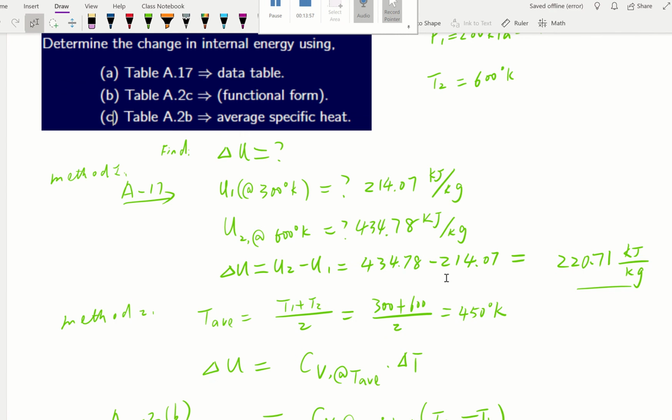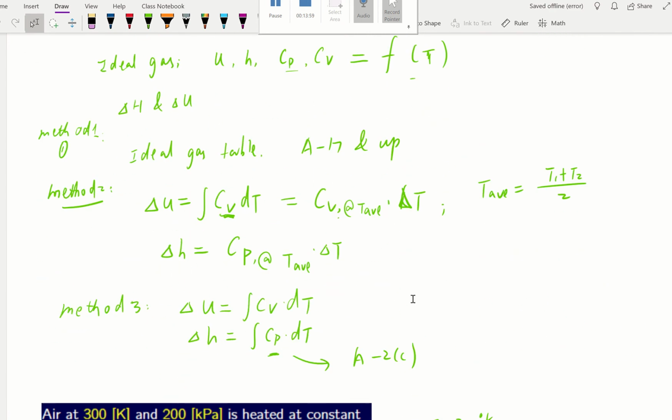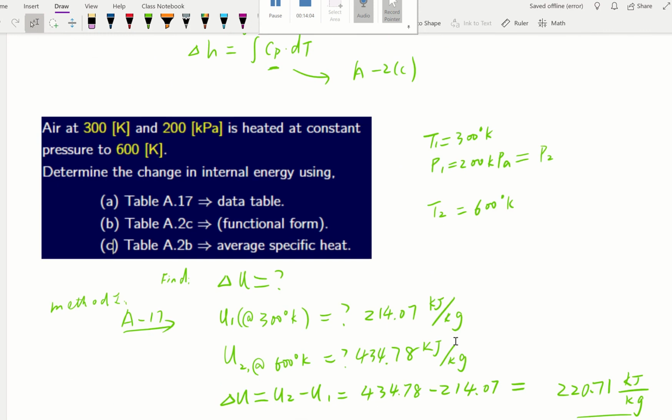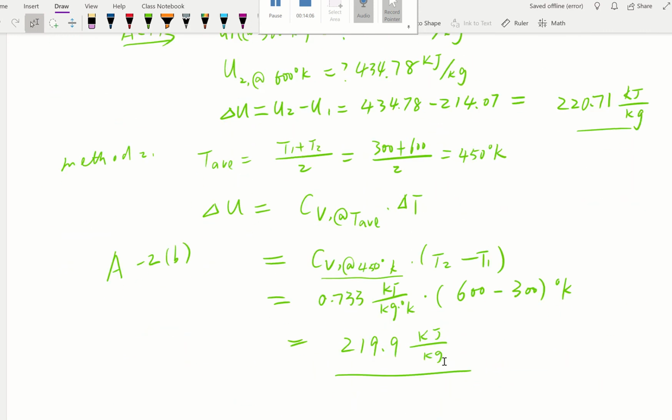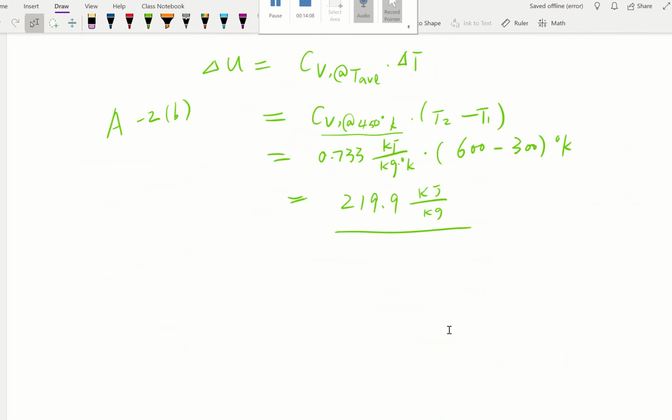All right, so method number 3, we talk about later, is going to be using table A2C. Bring that value in there to integrate. I'm actually not going to use that one because it's very tedious. Now I'm going to look at another method, which I'll call method number 4. It's very similar to method number 2. Delta U is equal to CV times delta T, but instead of using average temperature, we're just going to use 300 Kelvin since we have that available.